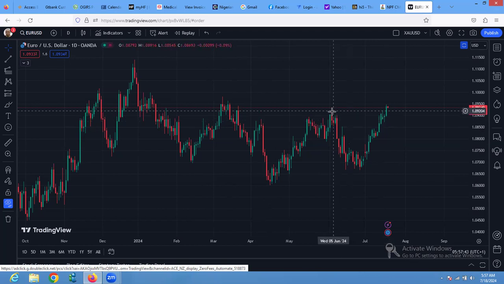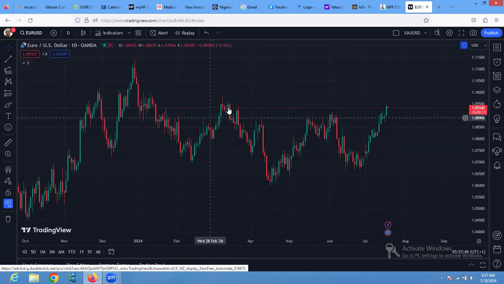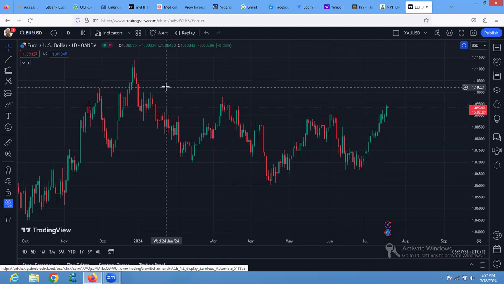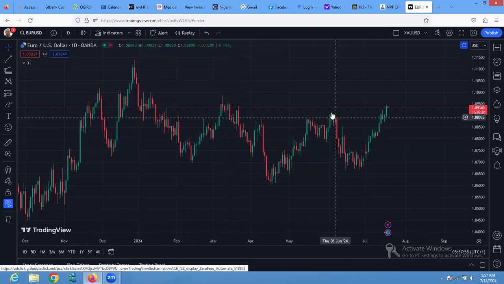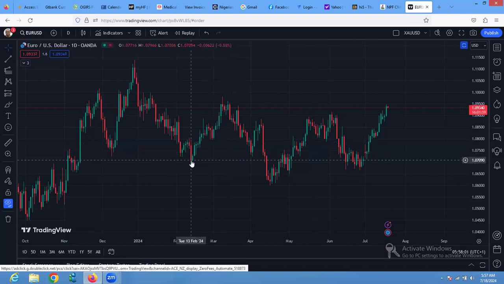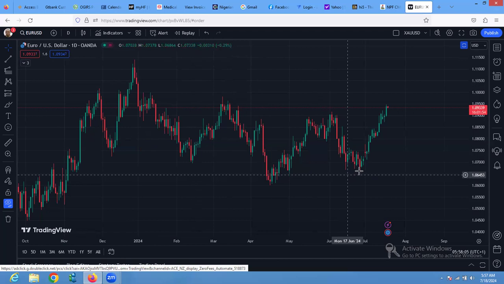So far, we had broken this structure to the upside. Before now, we've been having a lower high and a lower low. From here, a lower high, a lower high. So when you look at the low, a lower low, a lower low, until we got here, and it seems that we didn't have a lower low, but price is rather pushing up.